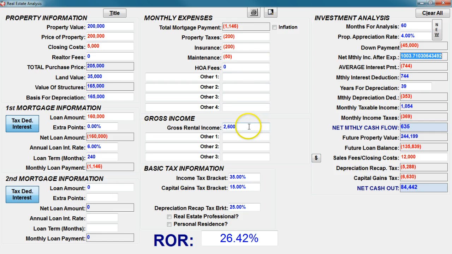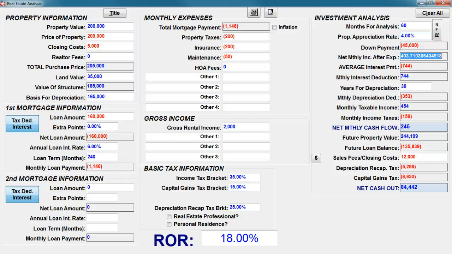The next question is, what if we can't get $2,600 a month in rent? What if we only get $2,000 a month in rent? Well, we still have an 18% return on this piece of property. So the numbers are compelling. We have an 18% rate of return over this 5-year period. What if we have a 5% growth in the property? Now we're up to 20%. So it's actually looking like a pretty sweet deal.